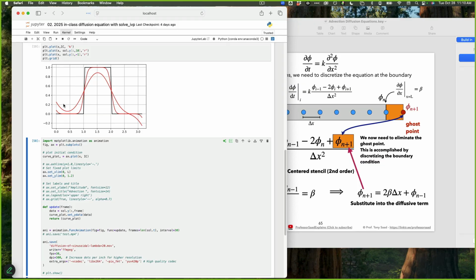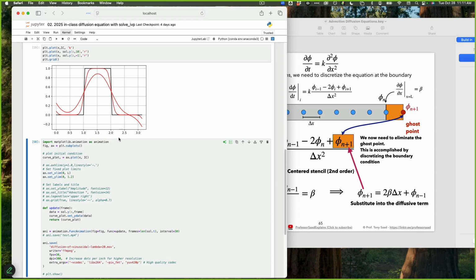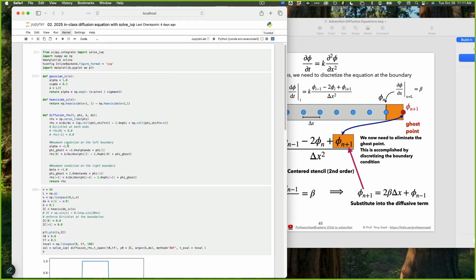Because that means the value outside the boundary is greater than the value inside the boundary. So if you think about it, it's like you're feeding heat into the system on the left-hand side, but you're withdrawing heat on the right-hand side. In other words, there is a fictitious value outside the left boundary that's higher, so it's bringing in information, bringing in heat, but then the right-hand side is drawing all of that heat away. And the opposite is true on the left boundary.